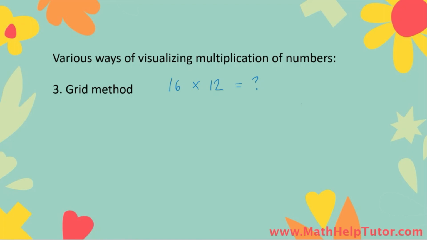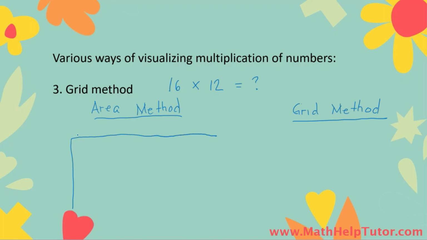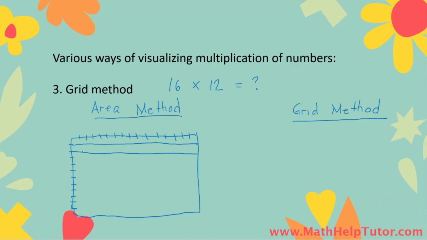Let me first show you the area method, and then we are going to do the grid method beside it. So over here, we are going to do the area method, and then over here, we're going to use the grid method. Using the area method, we draw a rectangle that has a size of 16 by 12 squares, and then we count the total number of squares inside the rectangle that we have created. So let me just draw a rectangle here that has 16 squares as its length and 12 squares for its height. Let me just draw the lines here.